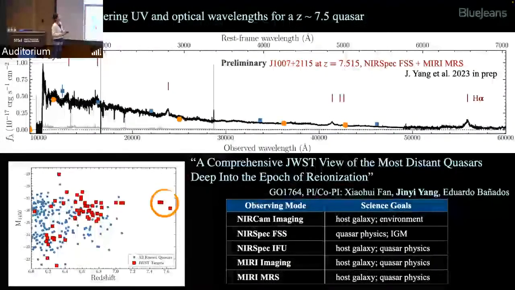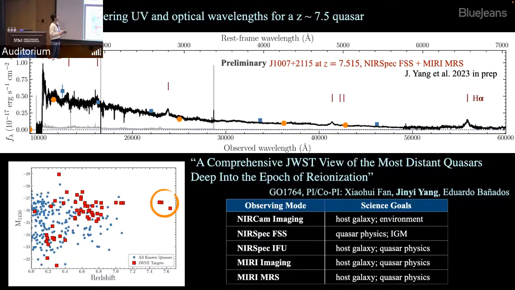I also want to highlight this one we just got a few weeks ago. It's an amazing result for the redshift 7.5 quasar. This is actually the first one covering the rest-frame UV and optical for a redshift 7.1 quasar, from Lyman alpha to H-alpha. This is a combination of the NIRSpec fixed-slit data and also the MIRI MRS data. We can also compare the spectra with the ground-based photometry data and also JWST NIRCam photometry data. This is from a program we call the Quasar Frontier program, where we are targeting the most distant known quasar, at redshift around 7.5, with multiple imaging and spectroscopy modes.